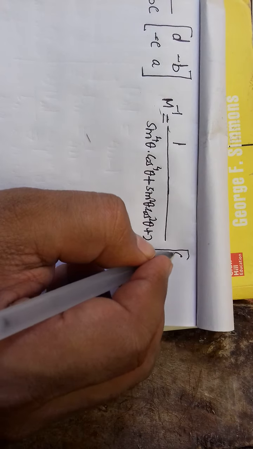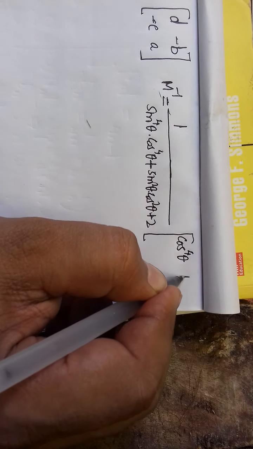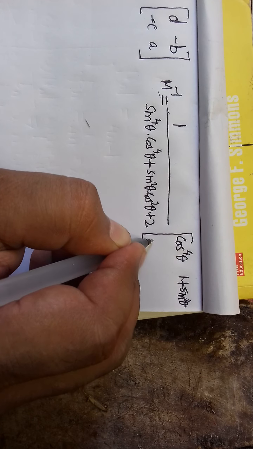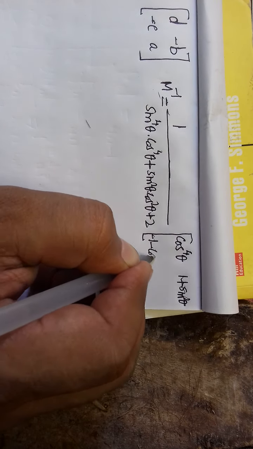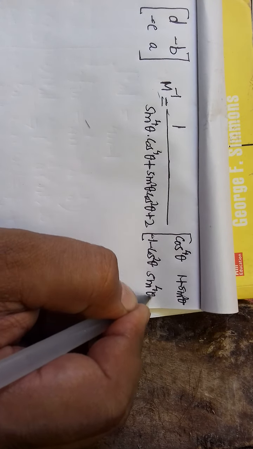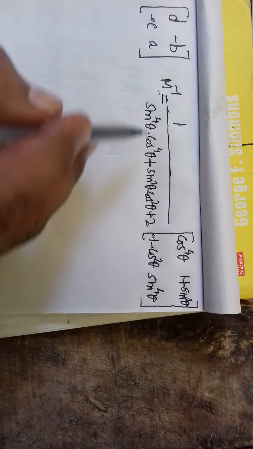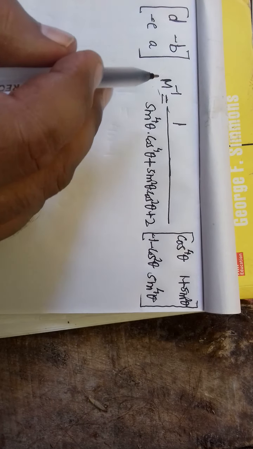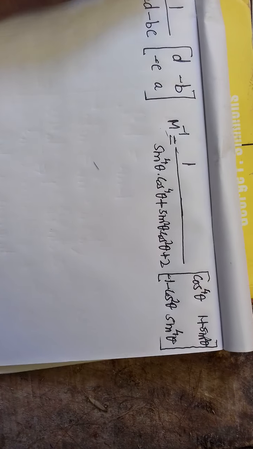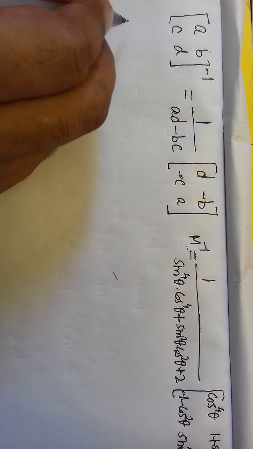Inside the matrix will be cos to the power 4 theta, 1 plus sine square theta, minus 1, minus cos square theta, sine to the power 4 theta. This is the inverse matrix of the matrix given in the question, M. Now we write the equation in the question.